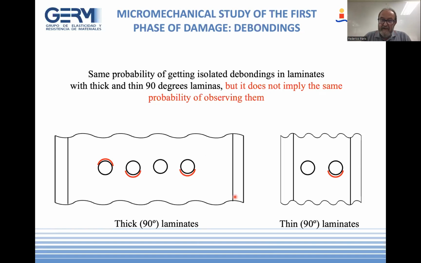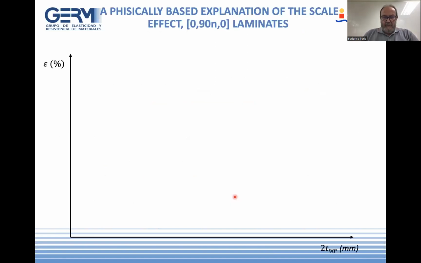However, the same probability of getting isolated debondings with thick and thin 90 degree laminates does not imply the same probability of observing them. In fact, when we arrived at this step of our research, we had never seen isolated debondings, neither in thin nor in thick laminates. I'm going to try to explain on a figure our explanation about this matter.